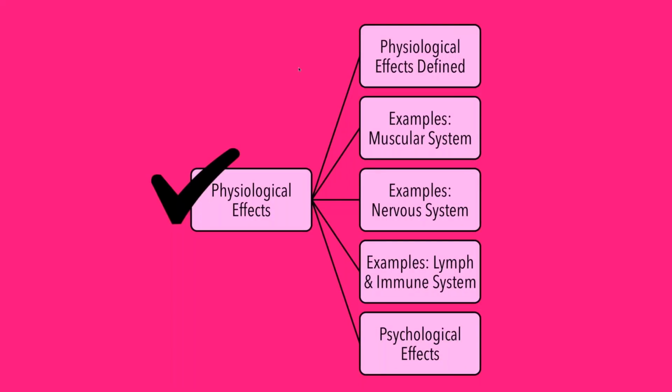Well done. We've done it. We've looked at the physiological effects of essential oils. We've talked about what physiological effects are. I've provided examples for the muscular, nervous, and lymph and immune systems. And we've also talked about the fact that psychological effects are happening right along with physiological effects at all times.